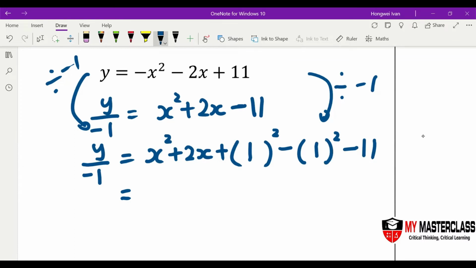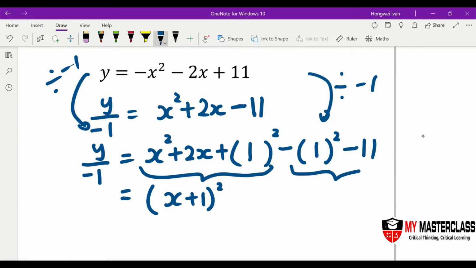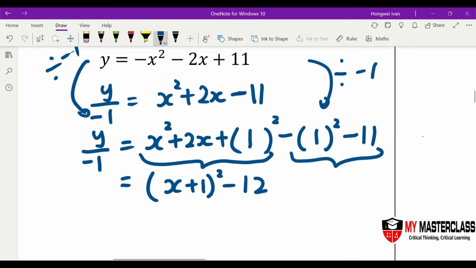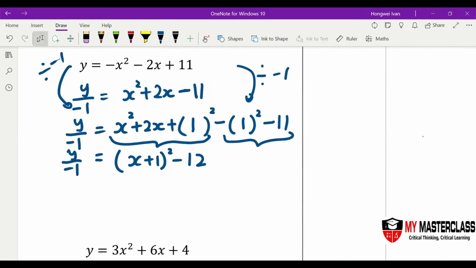Elvina, first how many persons complete the square? Very good. This first 3 persons complete the square to become x plus 1 square. Okay? Minus 1 minus 11 is minus 12. In front, still write the y over negative 1. Okay, in front, still write the y over negative 1.